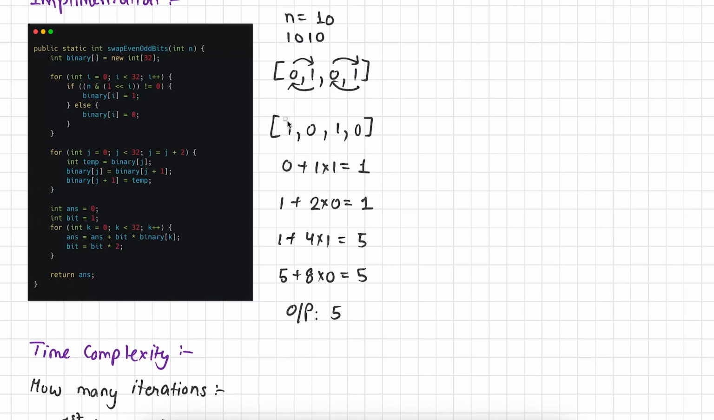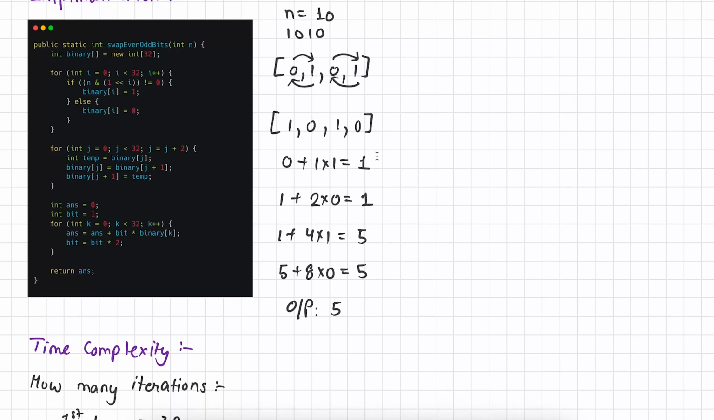So this bit corresponds to 2 to the power 0, this bit corresponds to 2 to the power 1, this bit corresponds to 2 to the power 2, and so on and so forth. So we are doing just like this. 0 plus 1 into 1, because the bit is 1, so it is equal to 1. Now this 1 plus the value of power, so the power of 2 is now 2, into this bit, so we get 1, and like this we are following. So when we complete this process, we get our answer as 5.